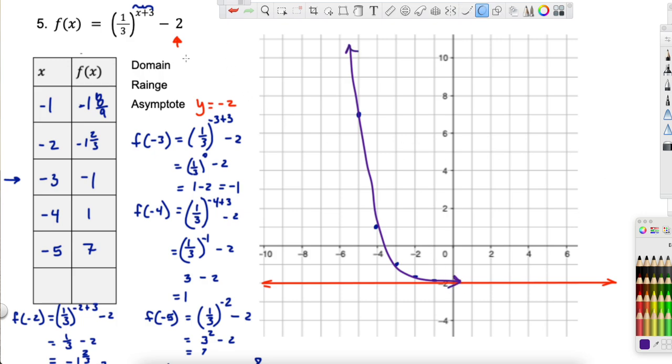And the domain, again, is negative infinity to infinity. Our range, however, look where we're going from. Negative 2 to infinity.